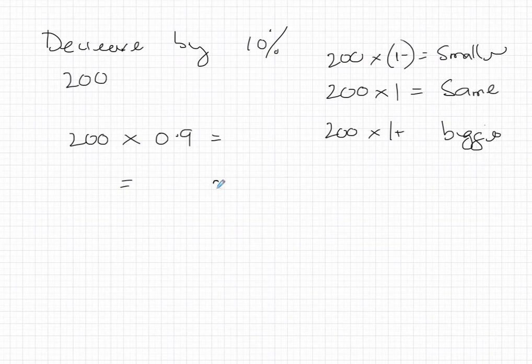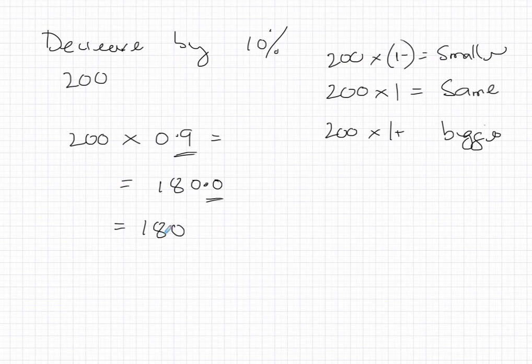So in this case here, forget the point. 9 times 0 is 0. 9 times 0 is 0. 9 times 2 is 18. And we mustn't forget that point completely. There's 1 decimal place here, so there'll be 1 in the answer, so the point goes there. So the answer is 180.